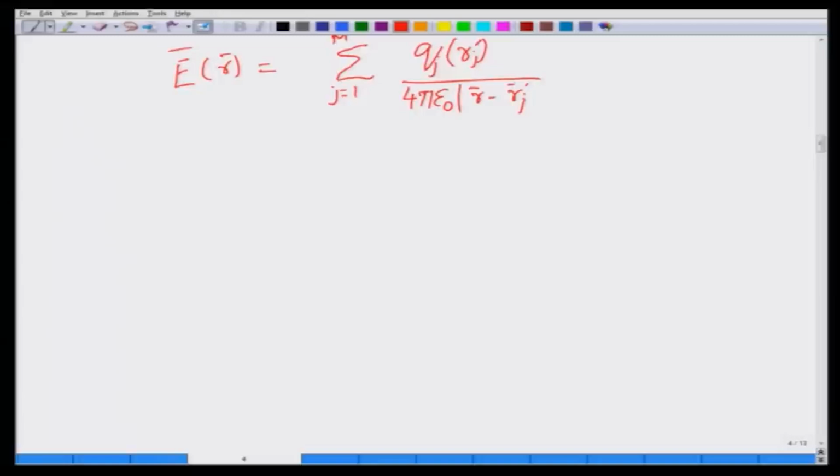And in which direction will the force be? The force will be in the direction that joins, sorry, the electric field will be in the direction that joins the two charges. Now, there is no charge here, but you can simply say that the direction is along R minus R j prime. So, this is R minus R j prime. So, this is the electric field at point R because of many source charges.